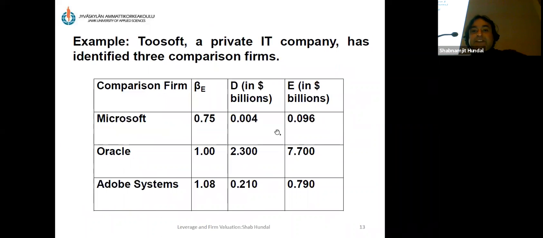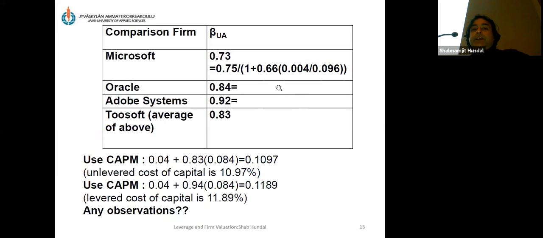Doesn't mean that Oracle has a lot of debt. Yes, Oracle has. See, if you compare Microsoft and Oracle, Oracle has a big chunk of debt. I would say in this case, for Microsoft, debt is only 1/24 of the equity. Here, it's almost 1/3, right? And this is why Oracle's unlevered beta is much lower than one.